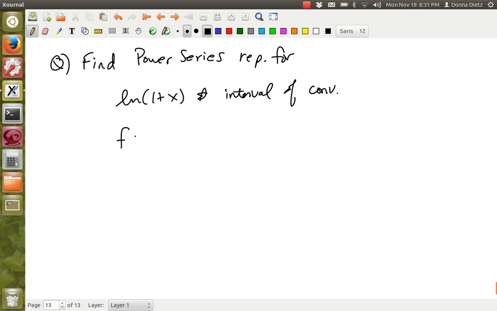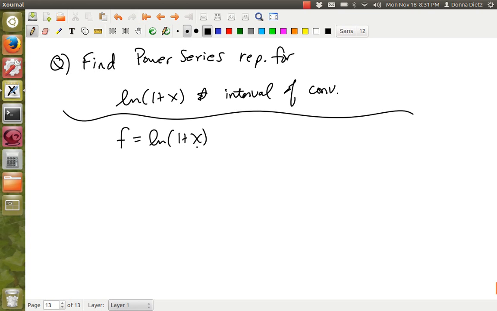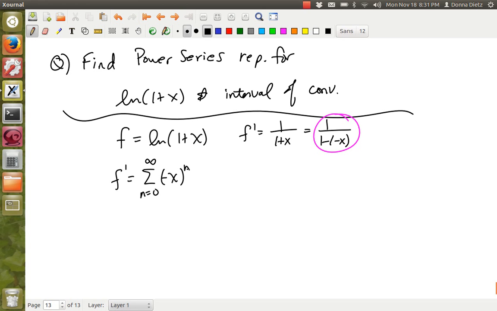Well, f is natural log of 1 plus x, derivative 1 over 1 plus x, and if you rewrite it, 1 minus negative x. Fine. So the derivative is this guy over here. Now we know how to write that. There we go. So let's integrate the derivative to get back to the function.